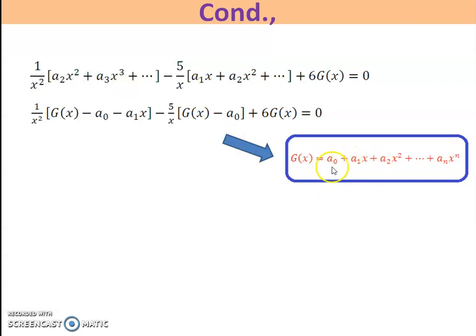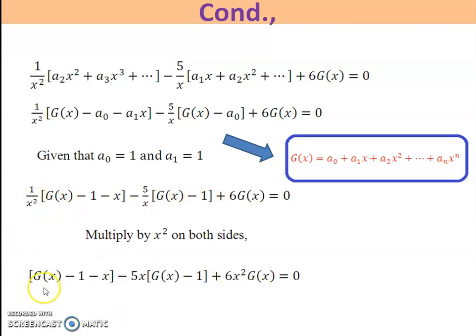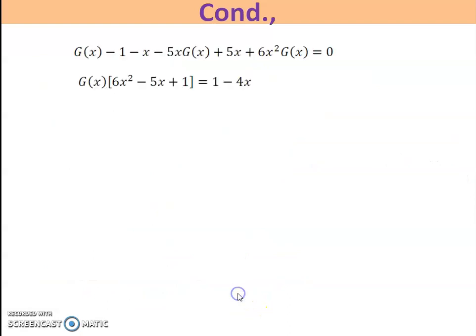So bring these two terms to the left hand side, it becomes g of x minus a0 minus a1 x. Similarly, here it starts from a1 x, so bring a0 to this side, it becomes g of x minus a0, right? Now apply the initial conditions a0 equal to 1, a1 equal to 1 here. After applying the initial conditions, we get like this. Now multiply by x square on both sides. We get this equation.